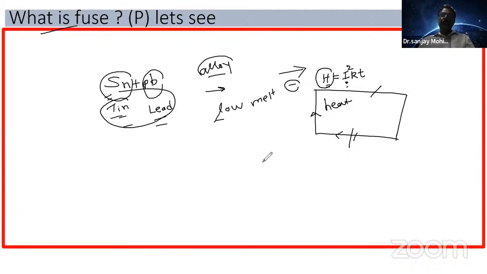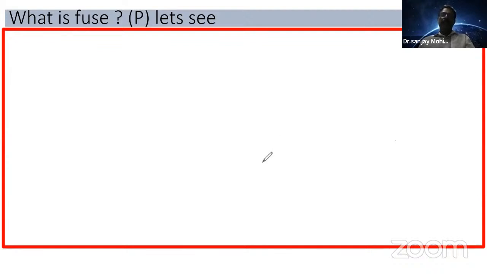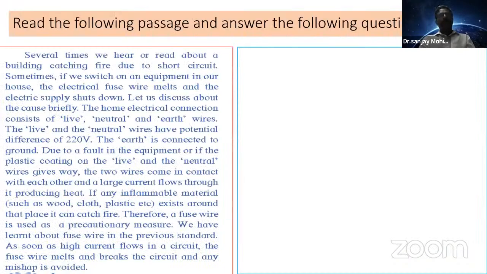So what type of questions may be asked, exam points related to the fuse? The question will be like this. This is a passage given in our textbook. Many times such questions are asked: read the passage carefully and answer the following question. So we will go through this passage and see what possible questions may be asked.